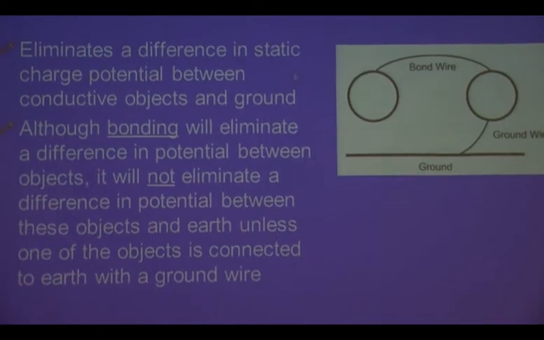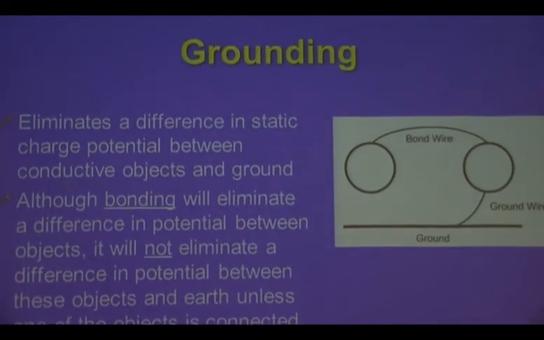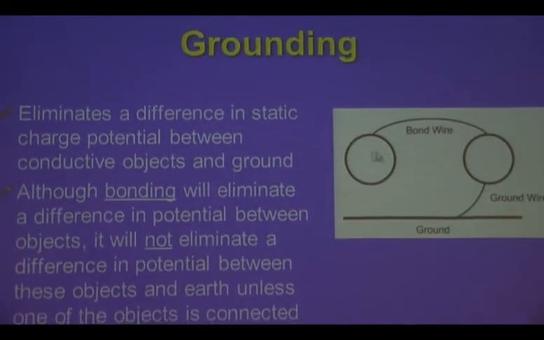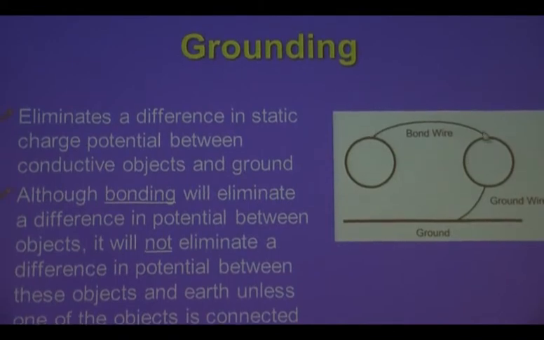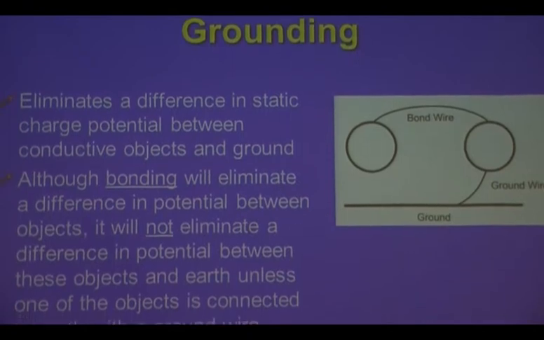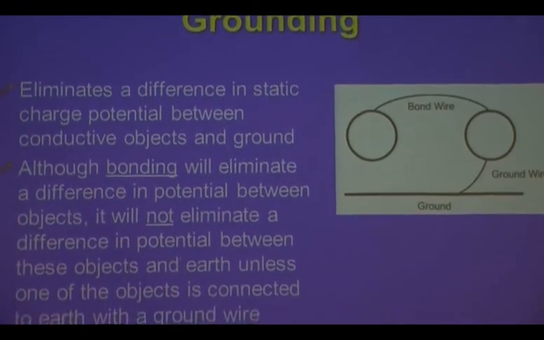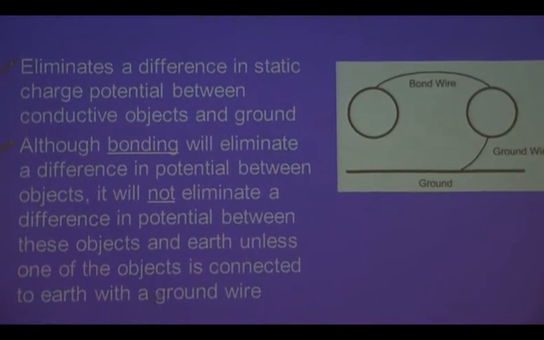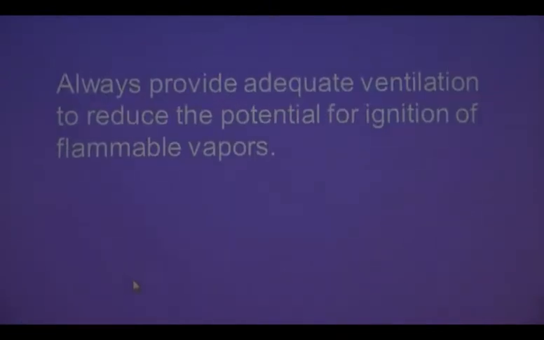Grounding eliminates the difference in static charge potential between conductive objects and ground. So there's your diagram back, there's your two tanks, the bond wire, and then the ground wire goes from one of those to ground. It can be any part of that to ground. Although bonding will eliminate a difference in potential between objects, it will not eliminate a difference in potential between these objects and earth unless one of them is connected to earth with a ground wire.